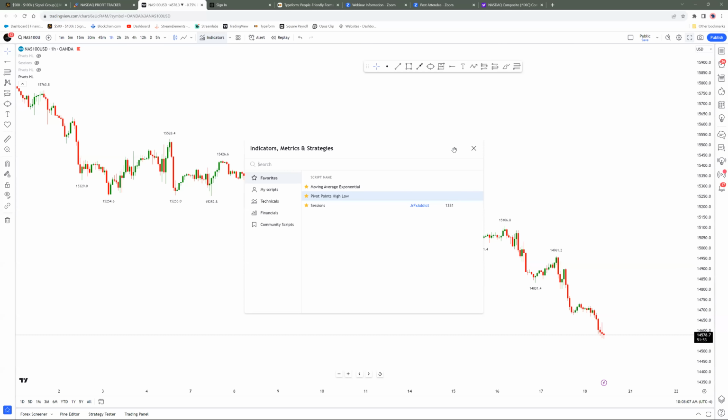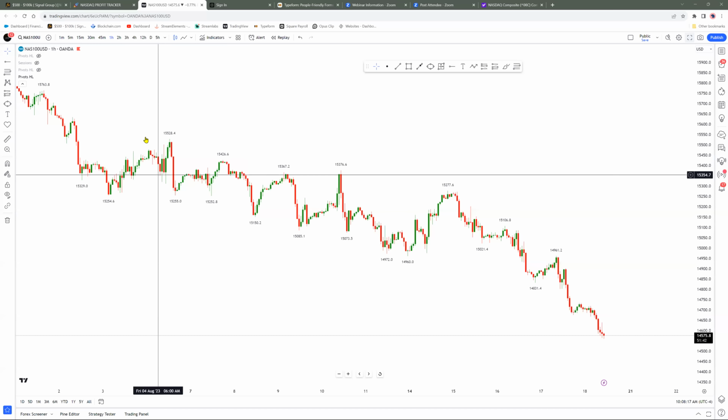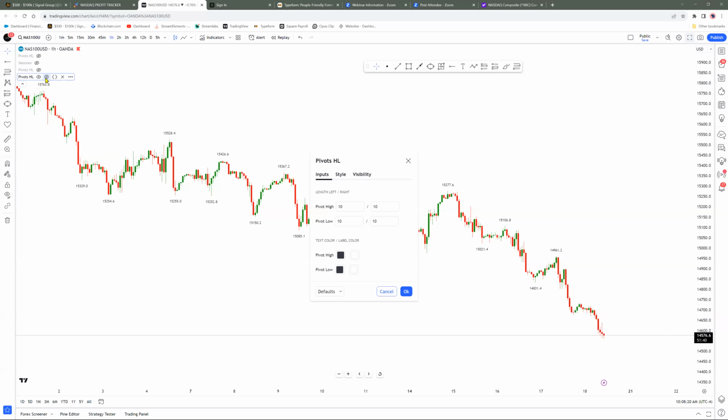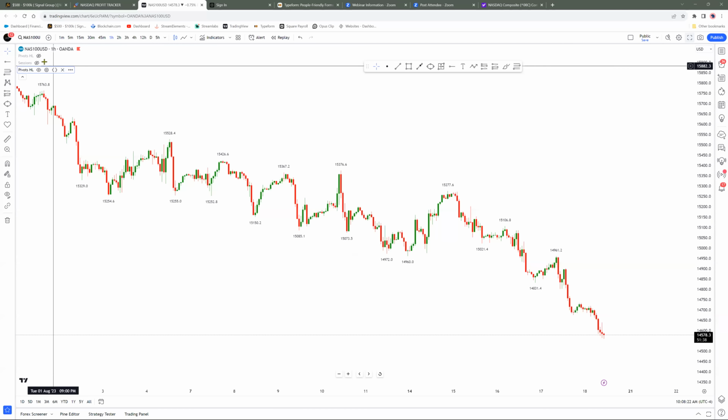Pivot point highs and lows is not some crazy indicator that's going to tell you where price is going to go. This is to help you learn how to mark up your swing highs and mark up your swing lows. So let's get to it. All right. So pivot points, highs and lows. I put this thing on like 30 times.